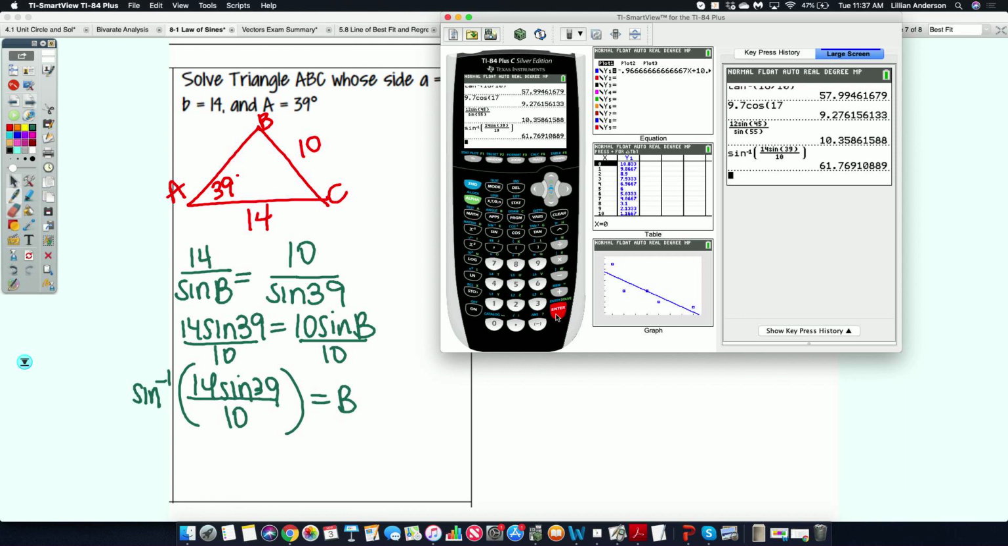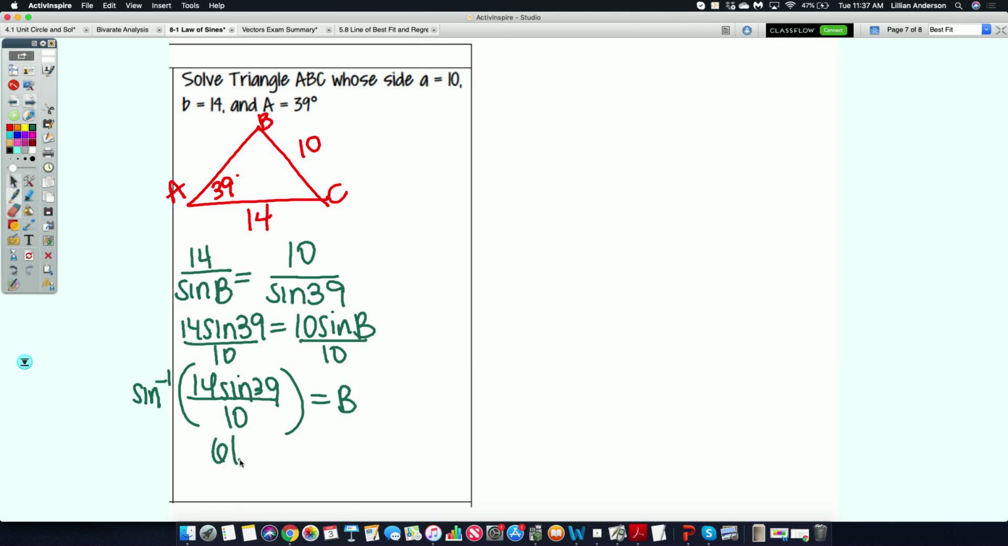You guys get this? Yes? Okay. So B is 61.8 degrees. Now, this is B in this particular triangle, okay?